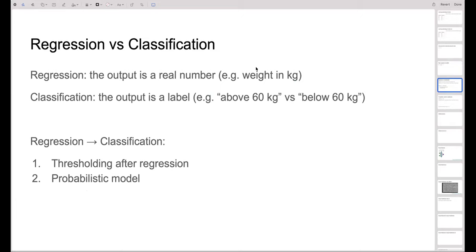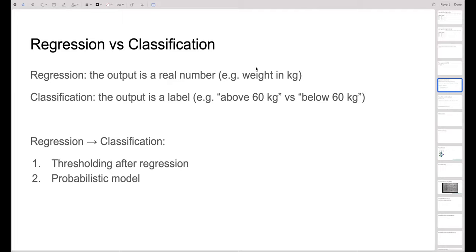It's not a number. Something like, for instance, we're not really interested in the exact number, but we're more interested in whether it is above 60 or below 60. Then it becomes a classification problem. It's no more a regression problem. And usually, actually in deep learning, you will probably encounter more classification problems than regression, just because there are more classification tasks than regression.